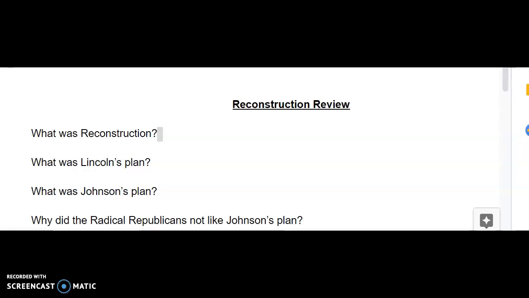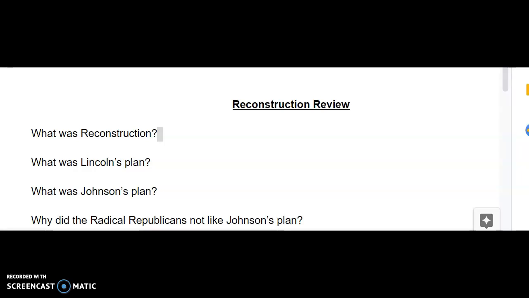Hi, ladies and gentlemen. I've seen that many of you have been working on the Reconstruction assessment. I've seen a lot of 6 out of 10s and a lot of 7 out of 10s, which means we're really close to passing that assessment. We just need a little bit more review.